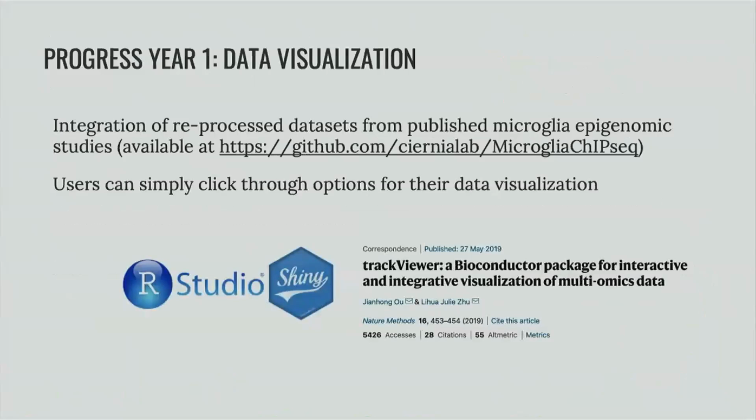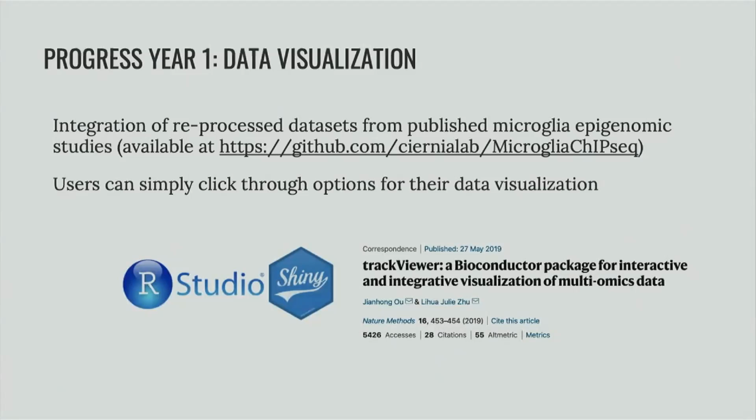So my efforts in the first year of Microgliome have largely focused on data visualization, specifically of reprocessed data sets from existing studies, which I've integrated into an R Shiny app. Shiny is an open source R package that provides a structured framework for building web applications directly in R. So the reprocessed sequencing data was then wrapped into TrackViewer, which is an R package published fairly recently in 2019 for visualizing multi-omics data tracks in a layered and linear way.